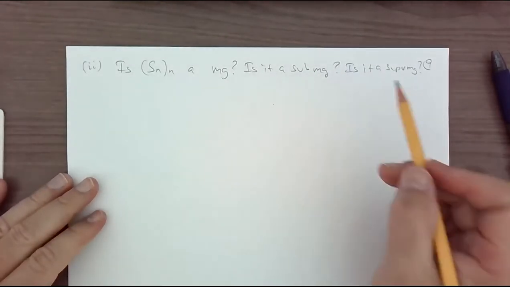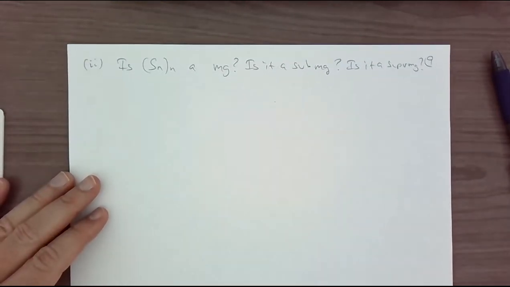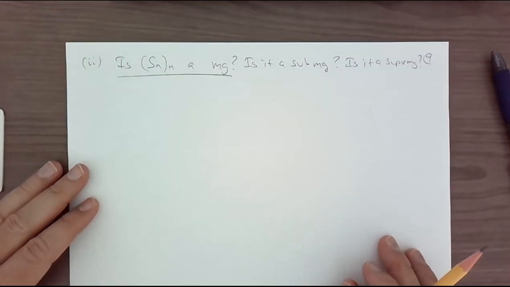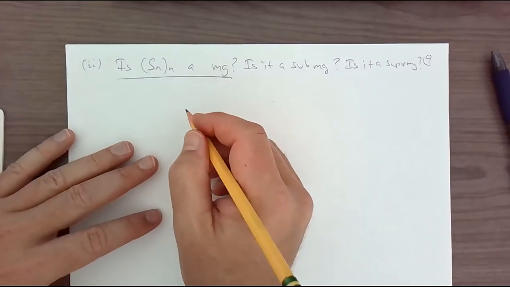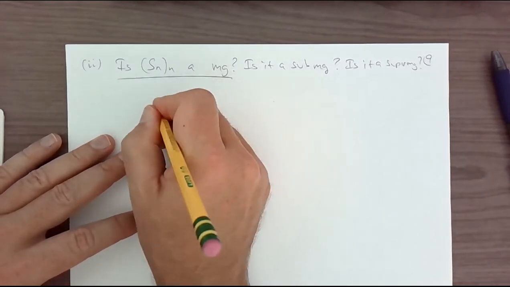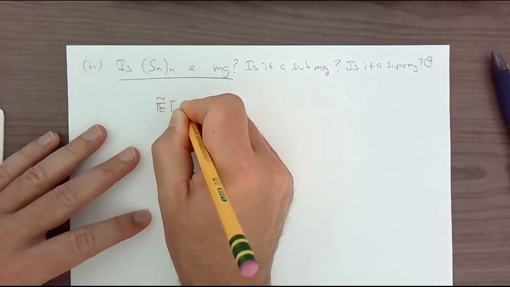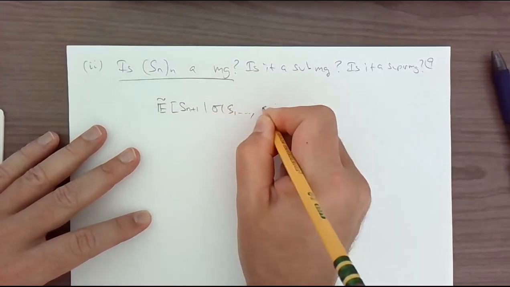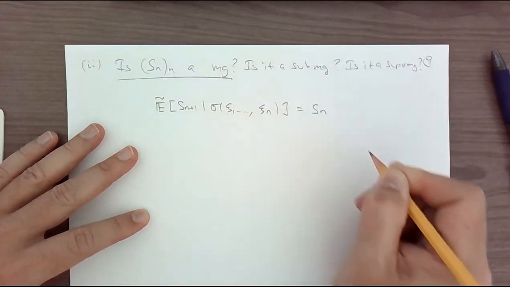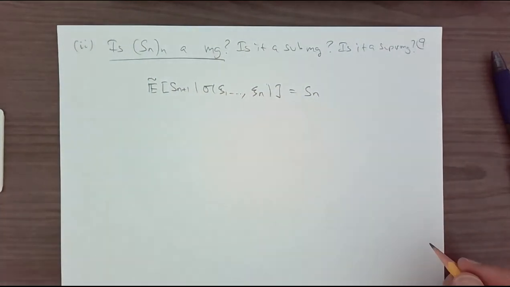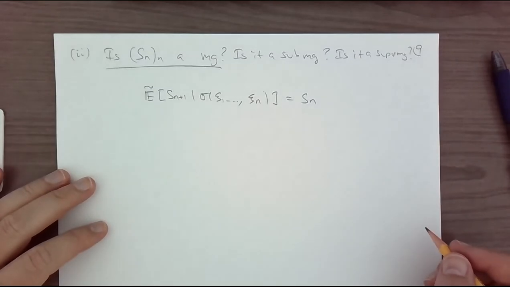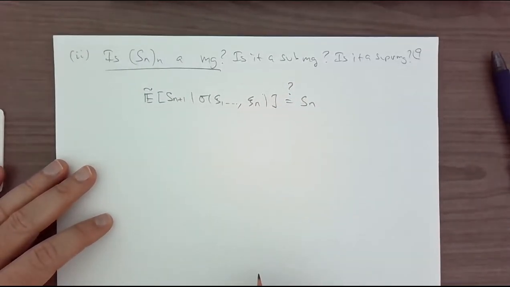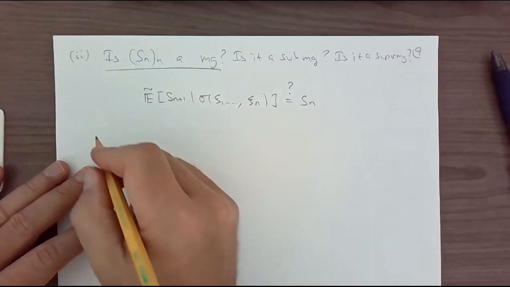We have not talked so much about sub and super martingales in this class. I'm not sure we went over the inequalities, but let me just answer this one first. For it to be a martingale, we would have to have the expectation of Sn plus 1 given the coin flips be Sn, right? Do we have something like that? That's the question. And not really.